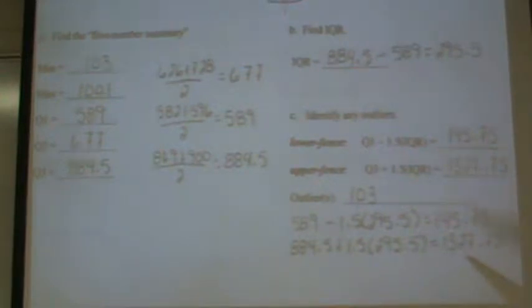So now, outliers for this set. Do we have any numbers that are lower than 145.75? Yes, we have 103, which is less than 145.75. So 103 is an outlier. And do we have any values greater than 1,327.75? The answer is no. Our greatest value was only 1,001. So 103 is our only outlier for problem 2.